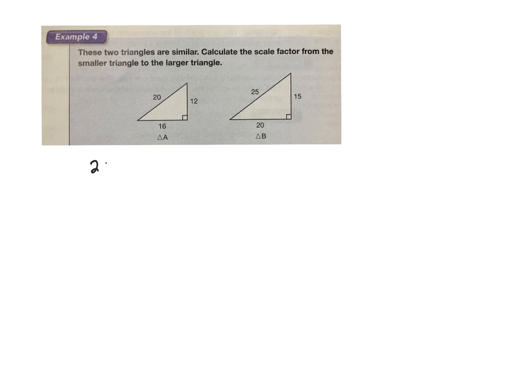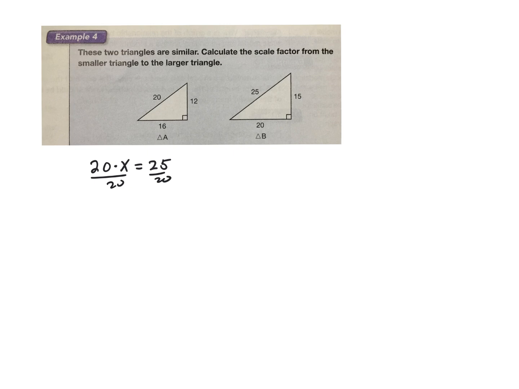I can say 20 times something is equal to 25. And really I could do that with any pair of these. I have to just use the corresponding parts. Or I could just say this length divided by this length, which is exactly what I'd do here, right? If I was trying to solve for that x, the opposite of multiplication is division. So I divide by 20.